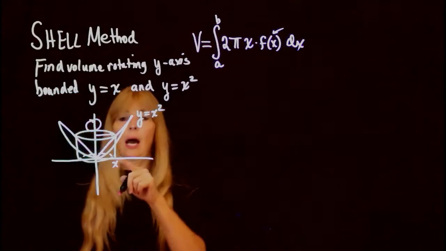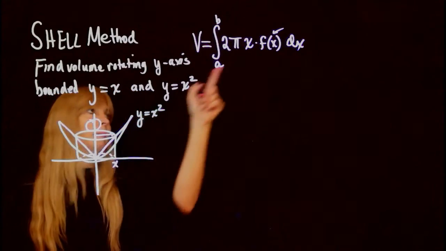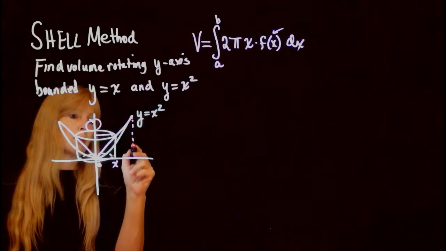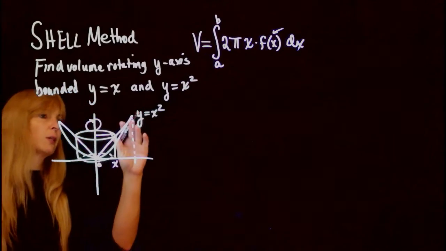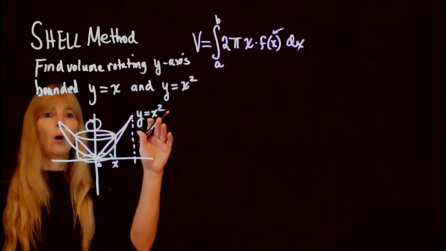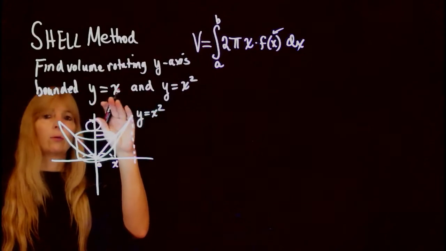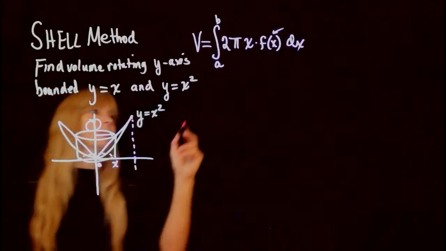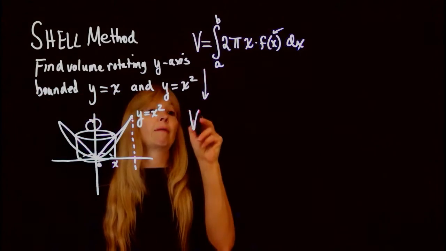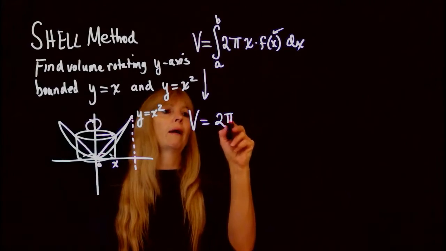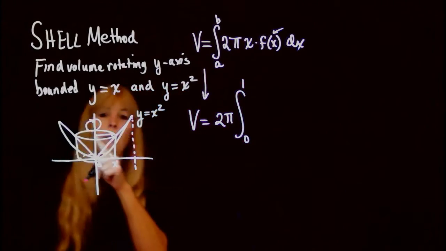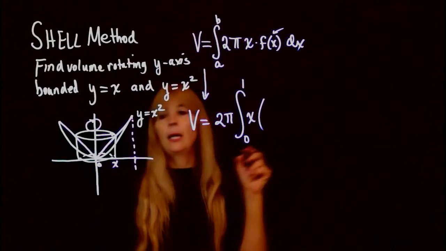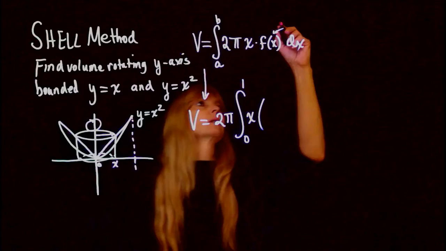And so I also need my limits of integration, which I'm looking at from 0 to whatever this value is. Well, these functions would meet if x is 1: 1 squared is 1, y equals x, 1, 1, get it? So it would be at 1. And so I have, coming down here, my volume equals, let's chunk the 2 pi out front, from 0 to 1, my radius is x, and now the height, and that's what this is.